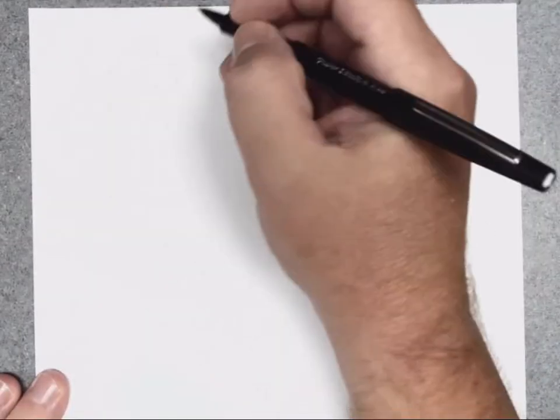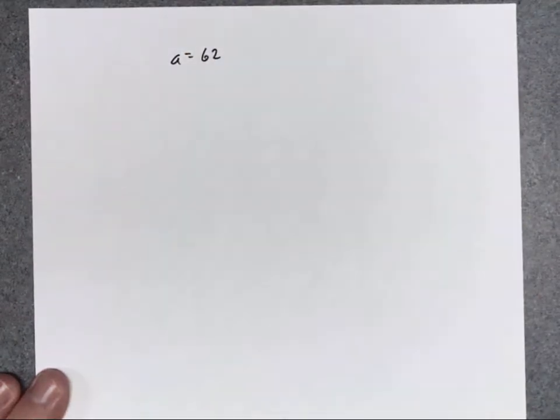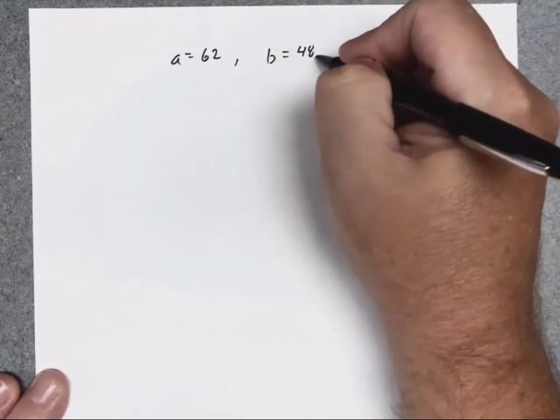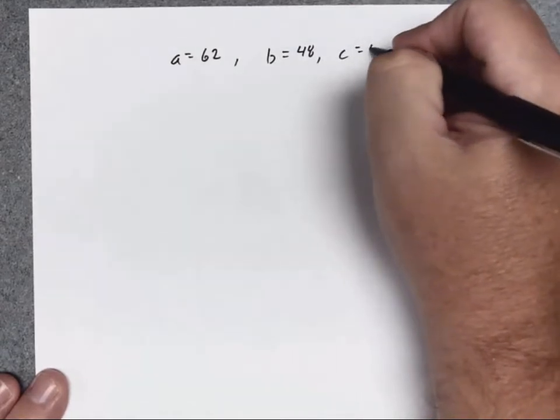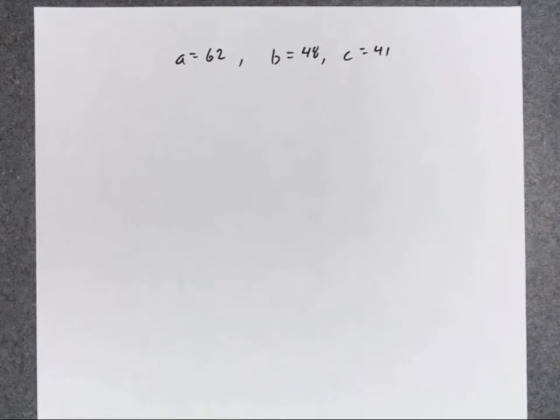So we're given a triangle. Side A is 62. Side B is 48. And side C is 41. And they want us to find, obviously, the rest of the information for the triangle. In this case, the three angles. So we're not given any angle.